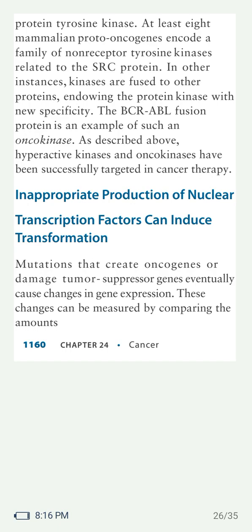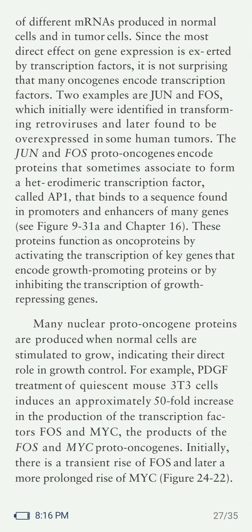Mutations that create oncogenes or damage tumor suppressor genes eventually cause changes in gene expression. These changes can be measured by comparing the amounts of different mRNAs produced in normal cells and in tumor cells. Since the most direct effect on gene expression is exerted by transcription factors, it is not surprising that many oncogenes encode transcription factors. Two examples are JUN and FOS, which initially were identified in transforming retroviruses and later found to be overexpressed in some human tumors.